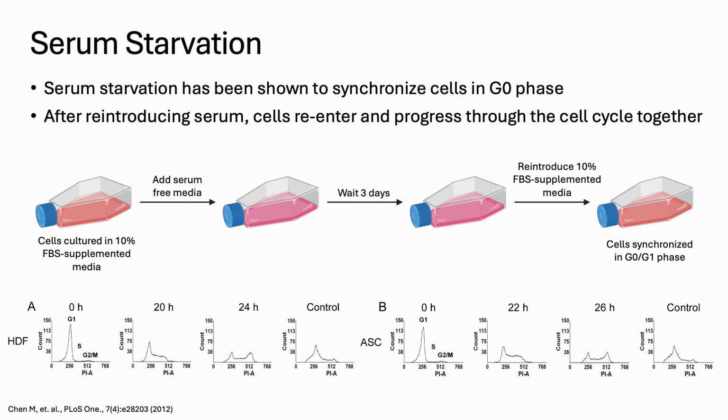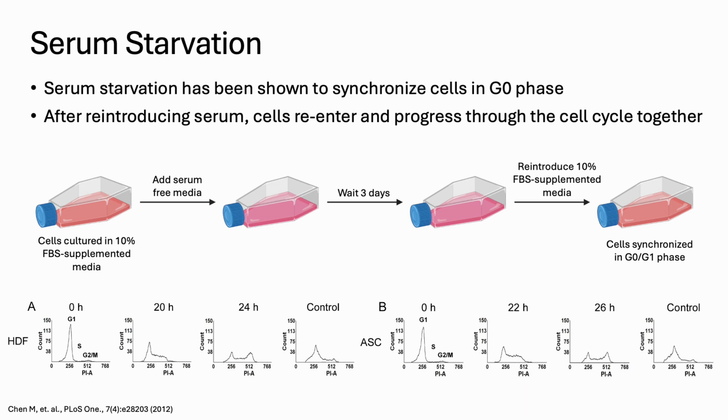Serum starvation has been shown to synchronize cells in the G0 phase. As seen in the diagram, cells are normally cultured in 10% FBS supplemented media. FBS stands for fetal bovine serum. This media is removed and then serum-free media is added. Waiting for 3 days enriches cells in the G0/G1 phase. After reintroducing serum, cells re-enter and progress through the cell cycle together.